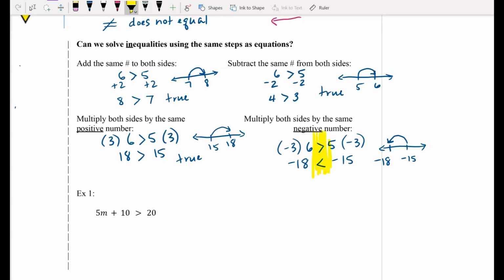That's a key note that we need to understand in this lesson. That's the most important idea in solving inequalities. You can do it just like solving equations, but if you multiply or divide by a negative number, you have to reverse the symbol. So pause the video and write that down.